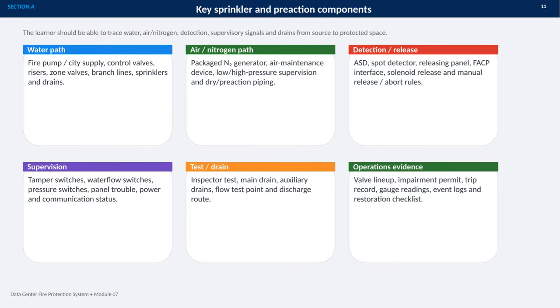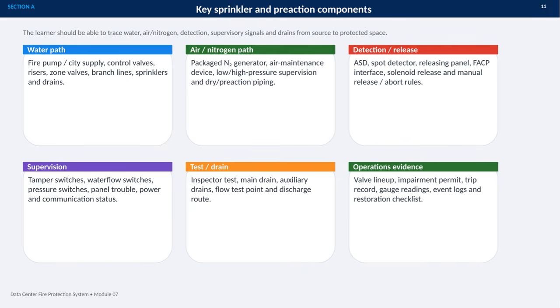This section focuses on tracing every critical path from its source to the protected space. That means understanding not just where water flows, but also how air or nitrogen, detection signals, supervisory information, and drains move through the system. For the water path, follow the sequence from the fire pump or city supply, through control valves and risers, to zone valves, branch lines, sprinklers, and drains.